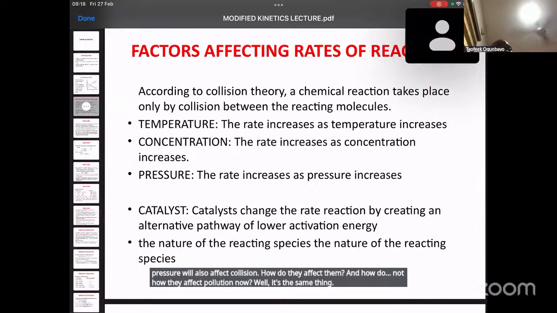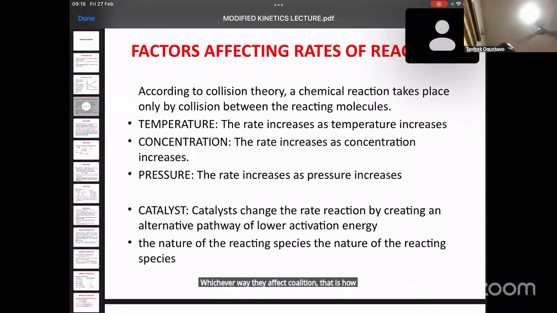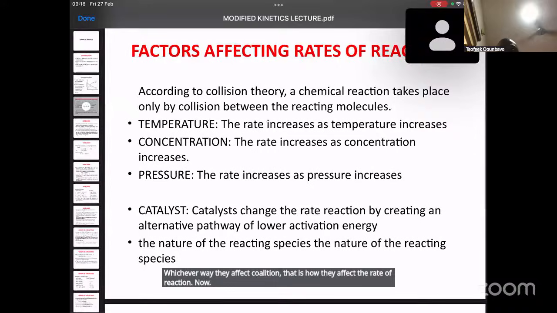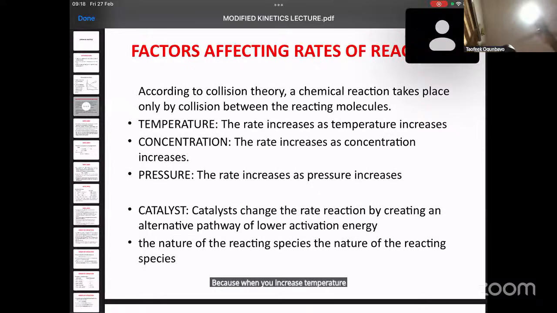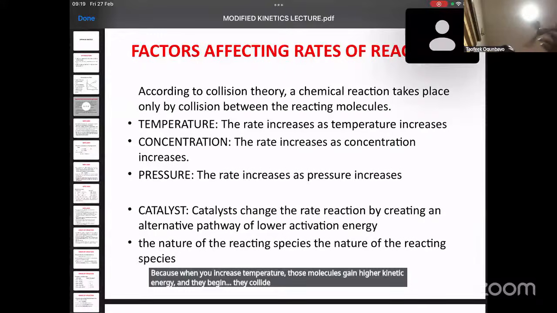Whichever way they affect collision, that is how they affect the rate of reaction. Now, temperature: when you increase temperature, the rate of reaction will also increase. Because when you increase temperature, those molecules gain higher kinetic energy. They move much more and they collide much more. If you decrease temperature, the rate of reaction also decreases.